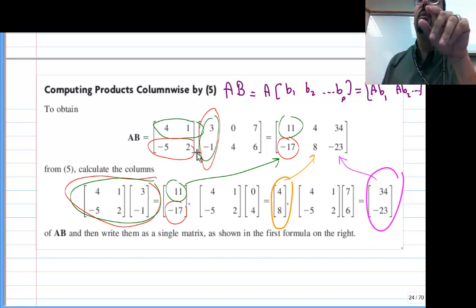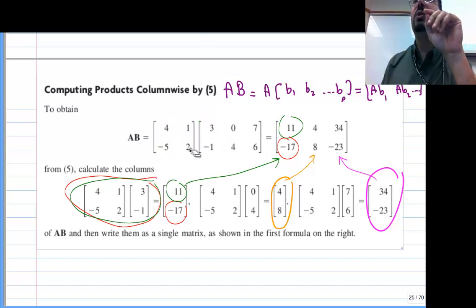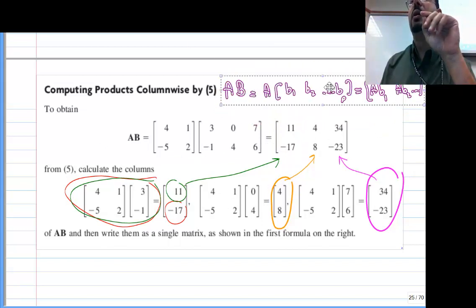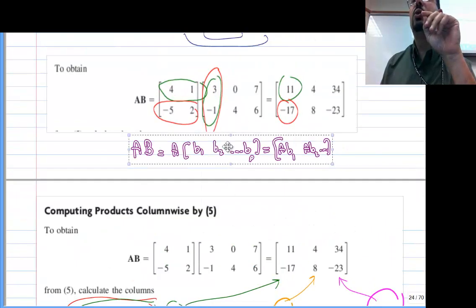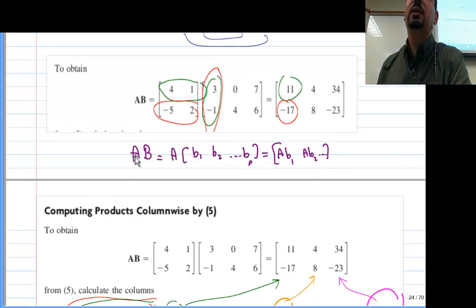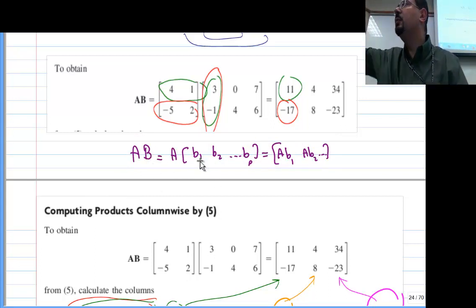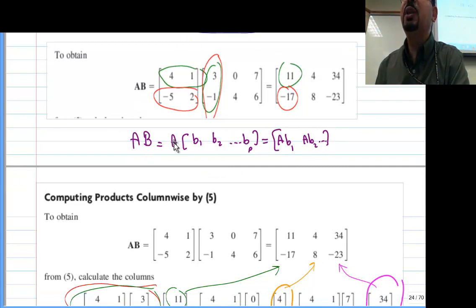Some people think this is easier, some people don't. But some people think that it's easier to do this multiplication if we think about this rule over here. This rule basically says that when you multiply A times B, that matrix B is a bunch of vectors sitting next to each other. So you can distribute the A on them. What we will end up having is AB1, AB2.